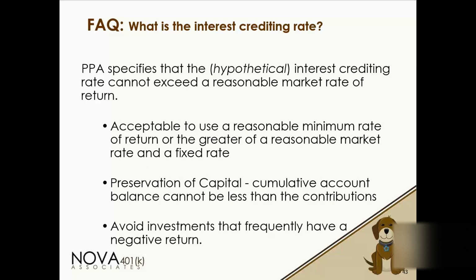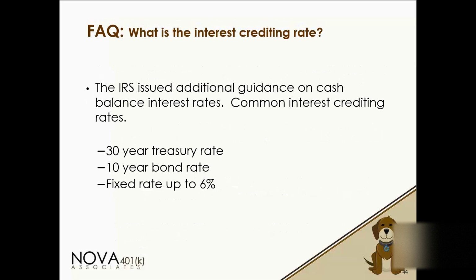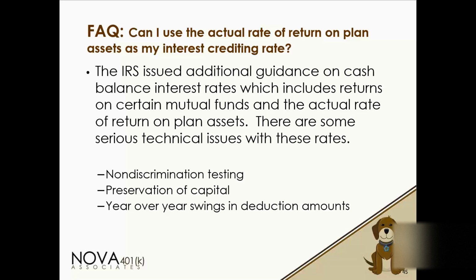And then the interest crediting rate. The question we get most often is, can I use the actual return on assets as my interest crediting rate? The short answer is yes, but we don't encourage it, because it adds some major headaches. A couple being that the non-discrimination testing, how you do it and how you pass it in that situation, is unclear at best. Also, there's a rule in the cash balance regulations that you have to preserve capital.